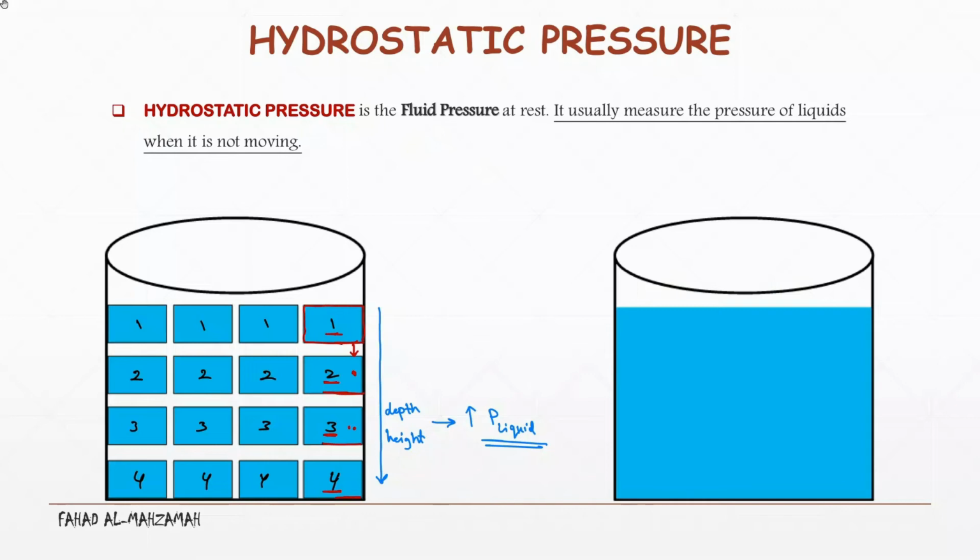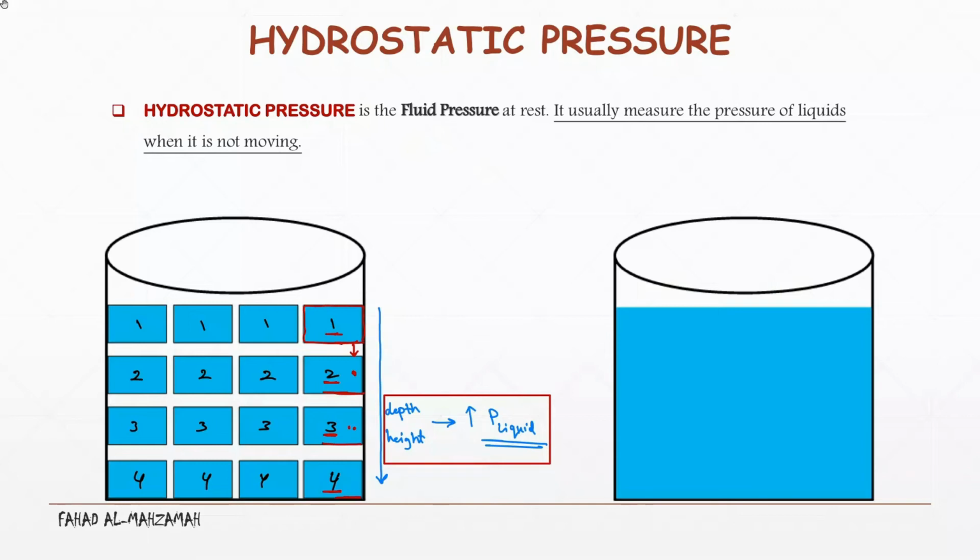Now this is the first point that we need to understand: as we go deeper, or as the height of water increases, the pressure of liquids increases. This is one. Now what about the second point?